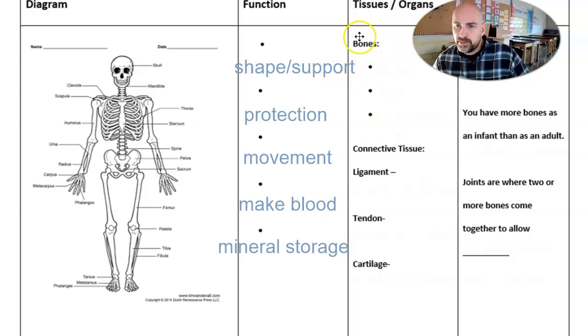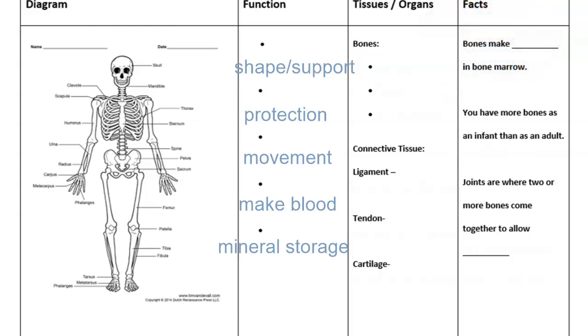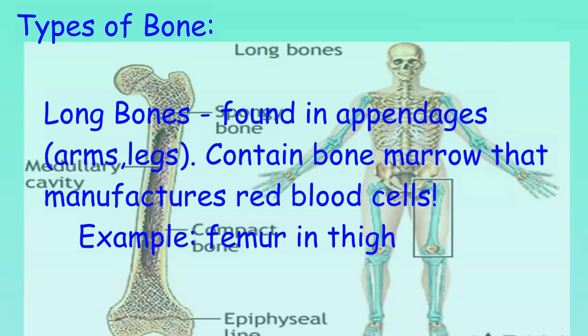Now we're going to talk about what can be found in the skeletal system. What kind of tissues and organs can you find in this system? So let's find out the types of bones. Now there's 3 main types of bones. Okay, long bones, where do you think those would be? Those would be in your arms and legs, also called appendages.